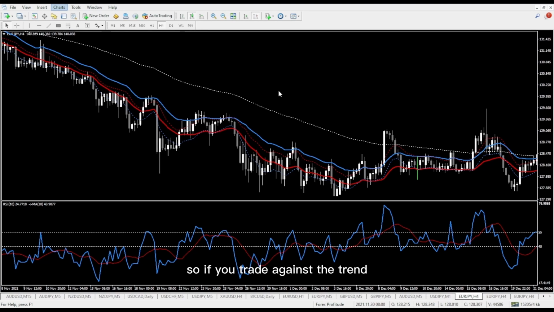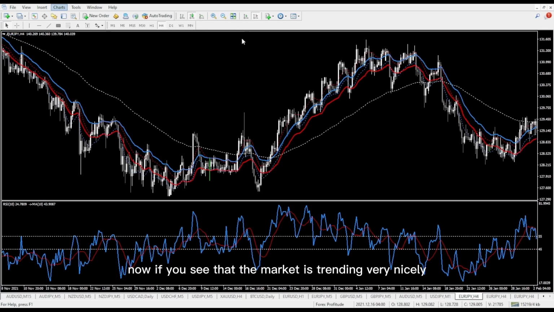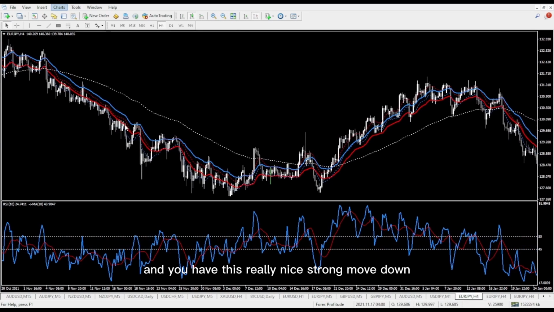So if you trade against the trend, that's counter trend trading, and that can be risky. Now, if you see that the market is trending very nicely and you have this really nice strong move down or this really nice strong move up, that is the direction of the overall momentum. And trying to make a great trade against the overall momentum can be a risky thing. There are ways to do it, but it is something that is risky to do.